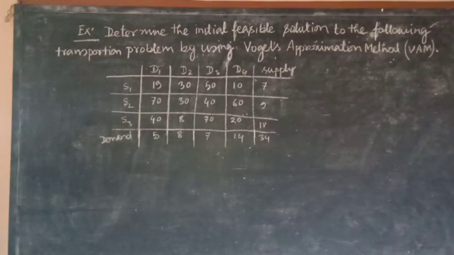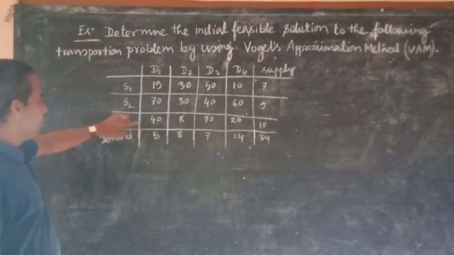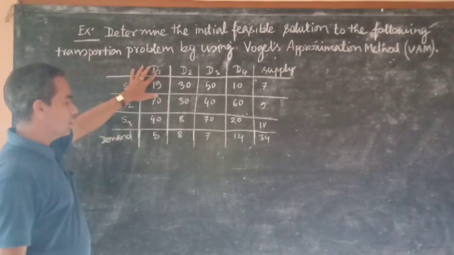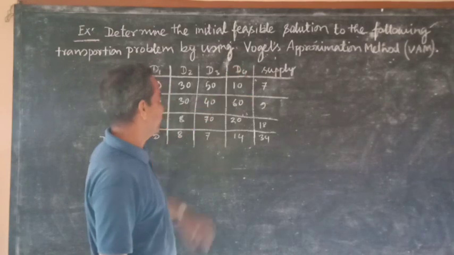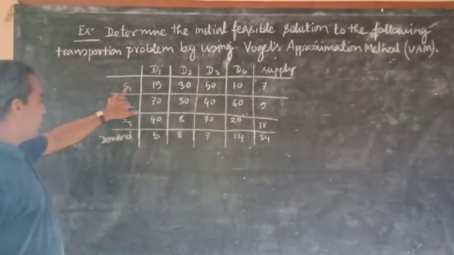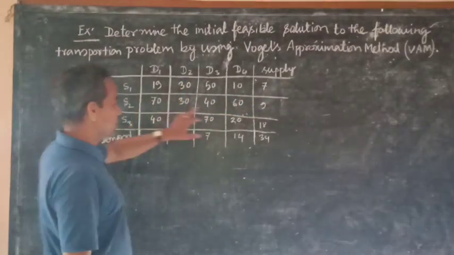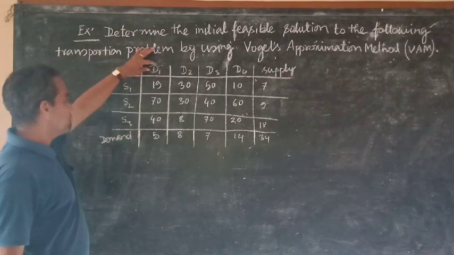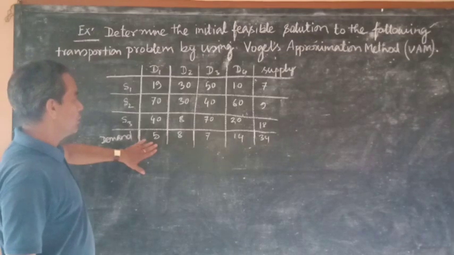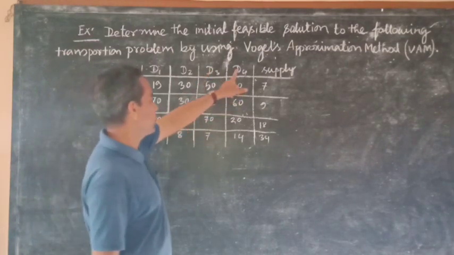In our problem, here S1, S2, S3 are the supply points. Columns D1, D2, D3, D4 are the demand centers. S1's maximum supply 7, S2's maximum supply 9, S3's maximum supply 18. D1 center's maximum demand 5, D2 center's maximum demand 8, D3 center's maximum demand 7, D4 center's maximum demand 40.